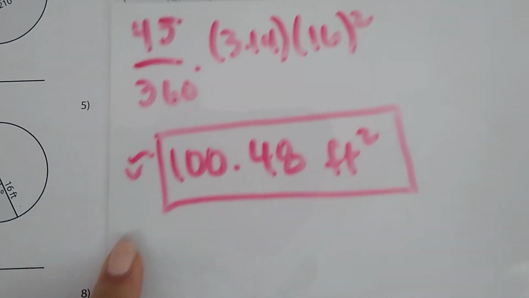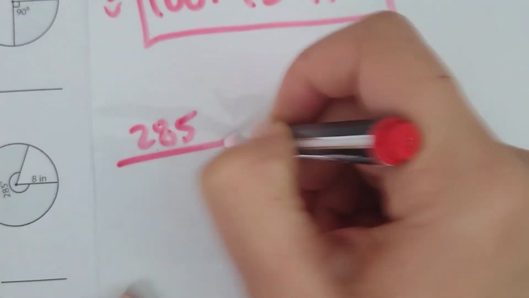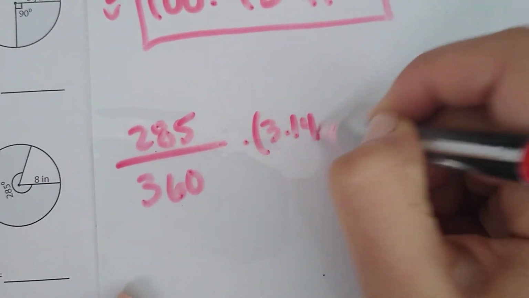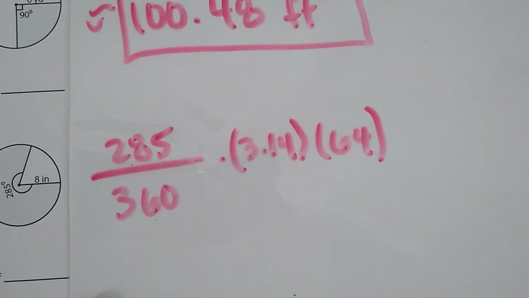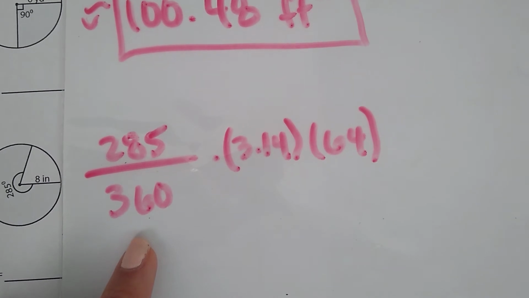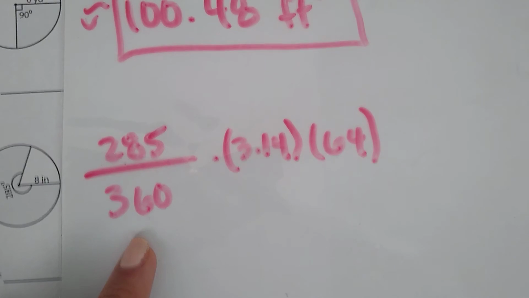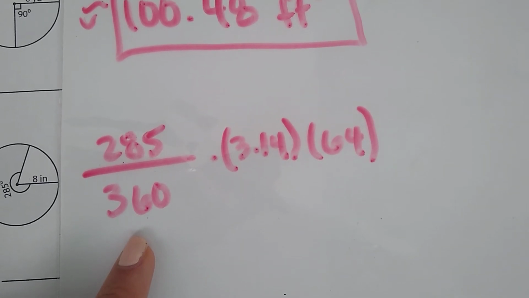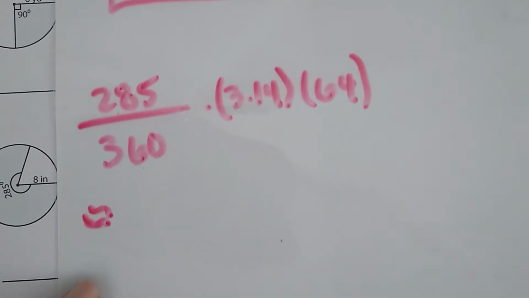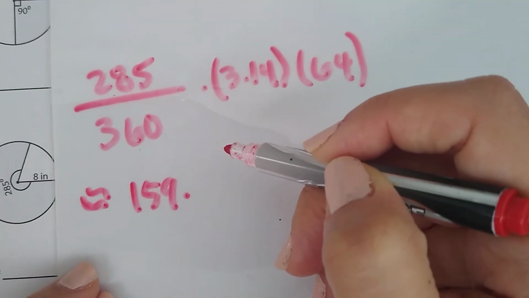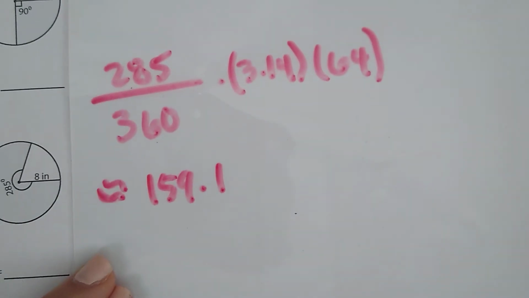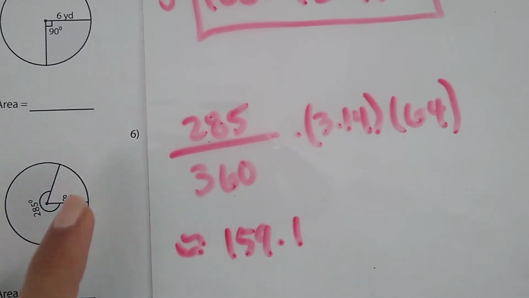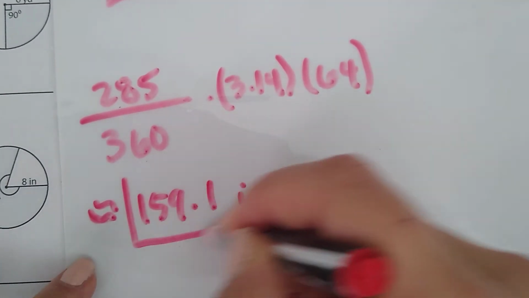In this case, it's feet, so it's squared feet. Okay. All right, let's move on to number 5. So number 5, we have 285 over 360 times, again, 3.14 times the radius squared. In this case, it's 64. And then I'm going to go ahead and let my calculator do that for me. And I get about 159.09 or 159.1. And then we are going back and checking the units. In this case, it's inches, so it's inches squared.